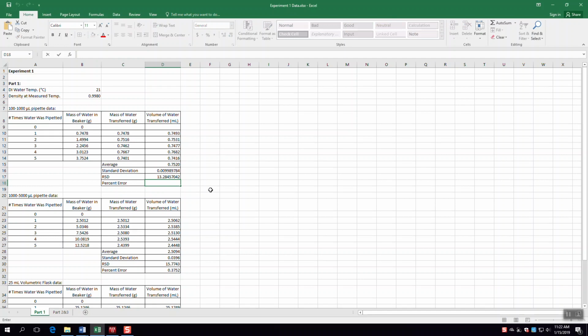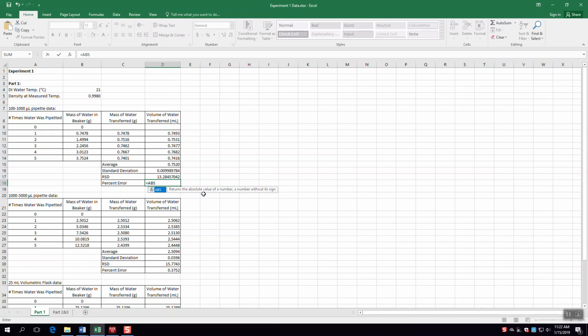So we're going to use the absolute value, and we're going to take our accepted value, which in this case, I was transferring 0.75 grams or milliliters of water. So I'm going to do 0.75, and I'm going to subtract out my average because I don't want to check the percent error for a single value. I want to check the percent error over the array of my values.